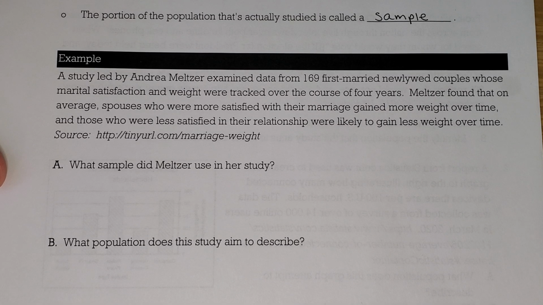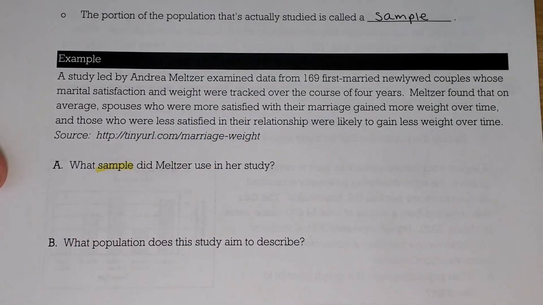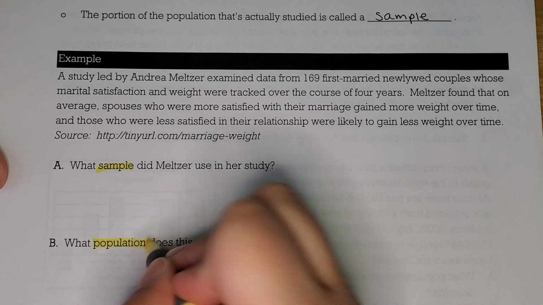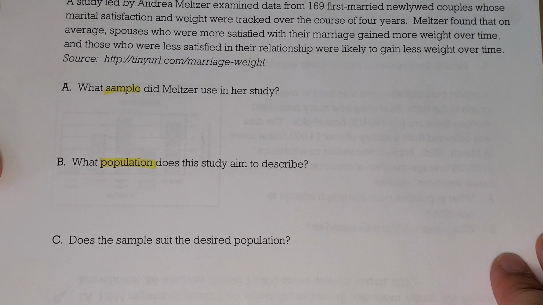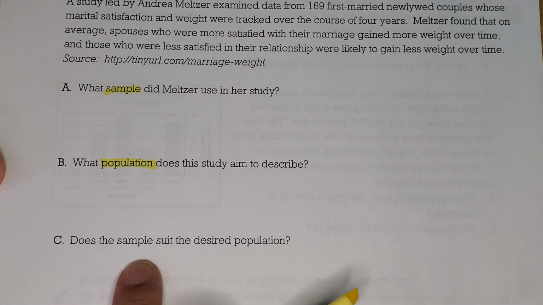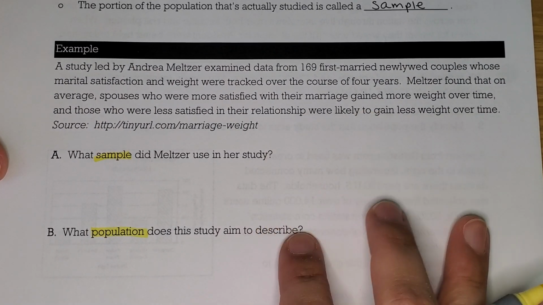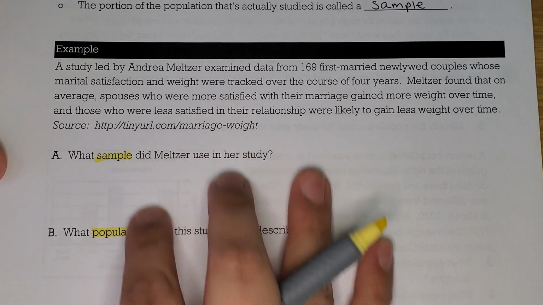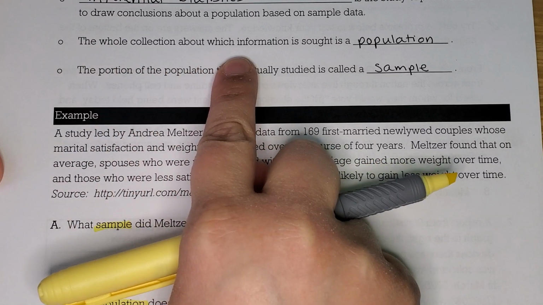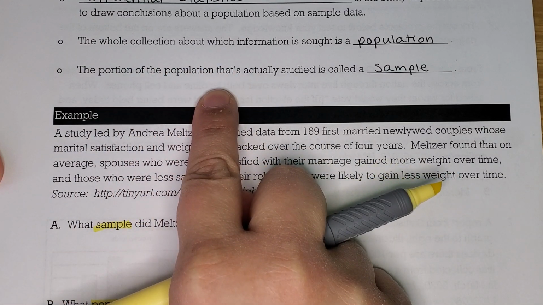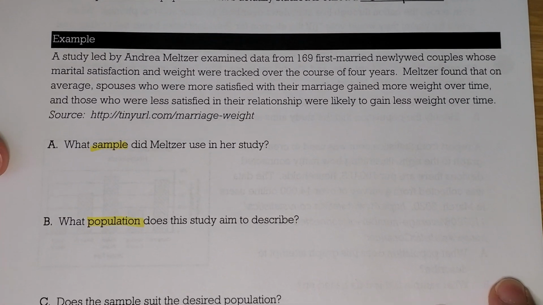Now let's look at the questions we're being asked. The first one says, what sample did she use? The second one says, what population is trying to be described here? And then the third one is going to ask us to compare that sample and that population. So let's focus first on these identification ones. The sample and the population have to do with what group we're looking at and what group we actually look at. So who we're trying to describe and who we actually describe.